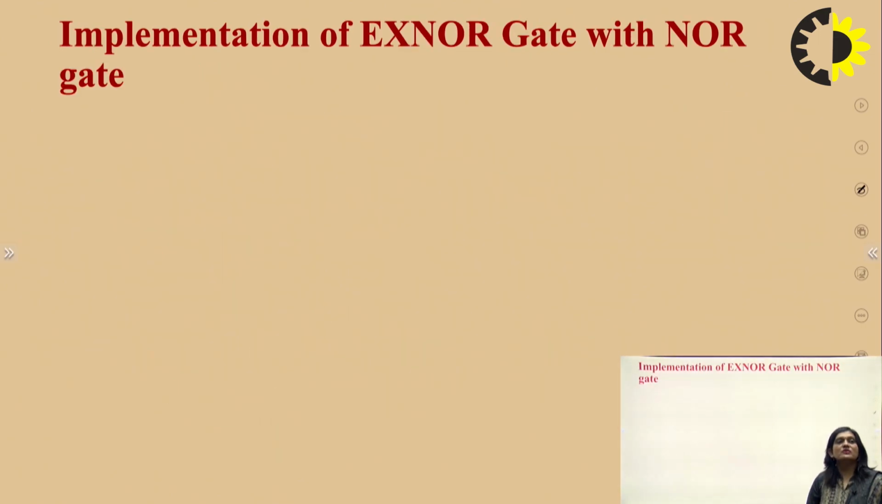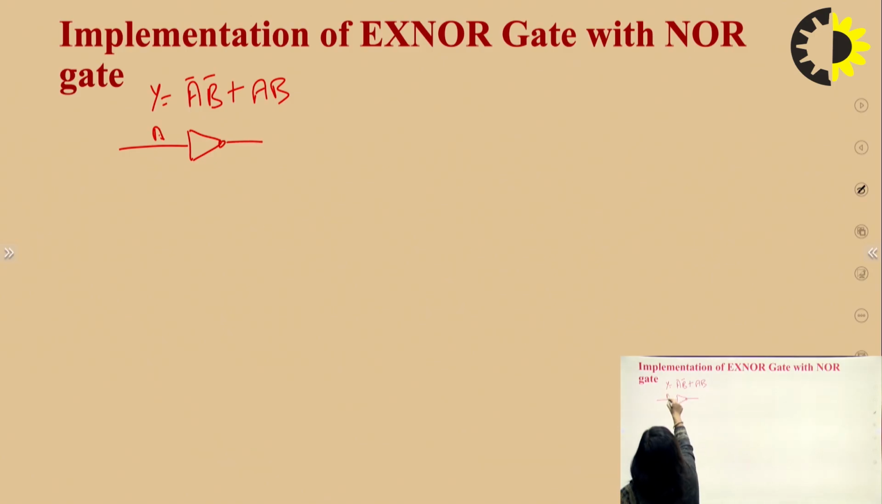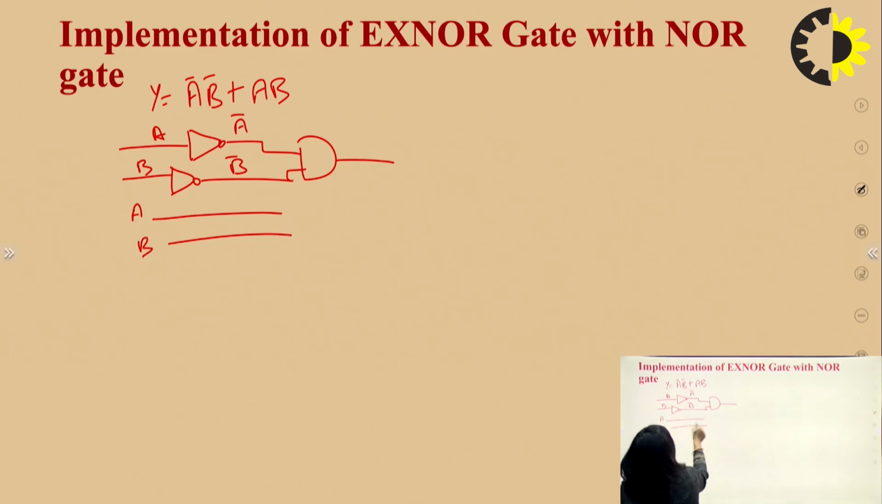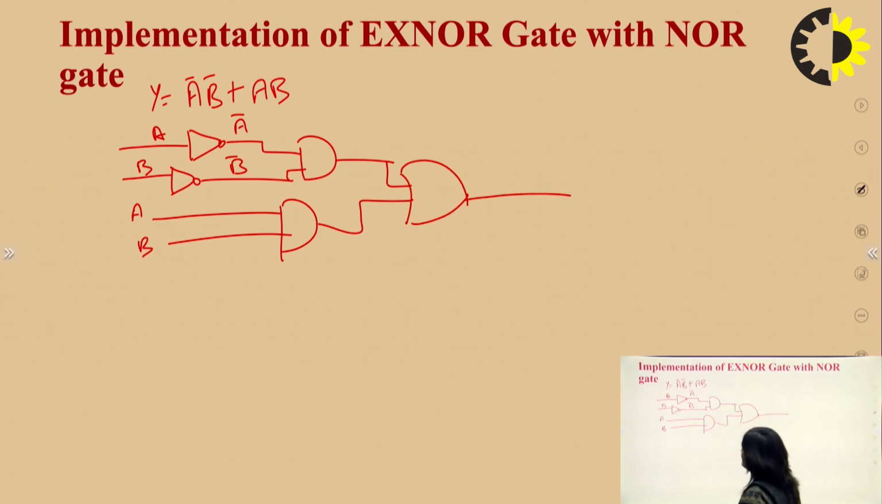Now the implementation of XNOR gate with the NOR gate. So how can we design the XNOR gate by using the NOR gate? The expression for the XNOR gate is A bar B bar plus AB. So now draw this with the help of basic gates. So this is how we have drawn this equation with the help of the basic gates only.